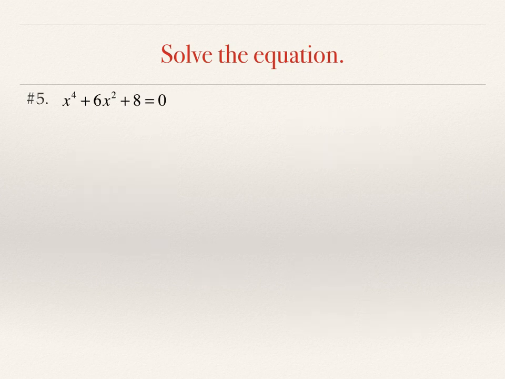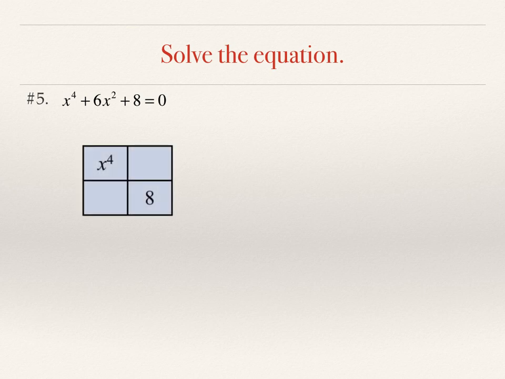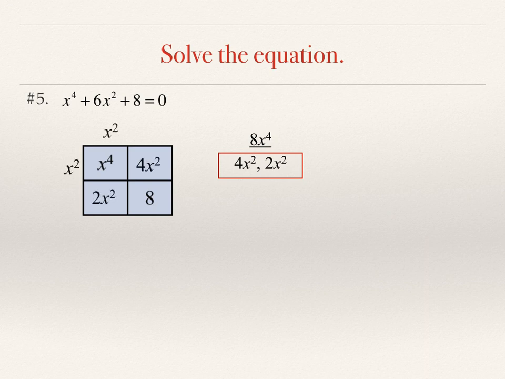For example, number 5, we're going to use the reverse box strategy. It's a similar process. We look for factors of 8x to the fourth. I found them. I put them along the diagonal, factoring out an x squared from the top, filling out the rest of the box. Now I write down the original trinomial as the product of these 2 binomials.